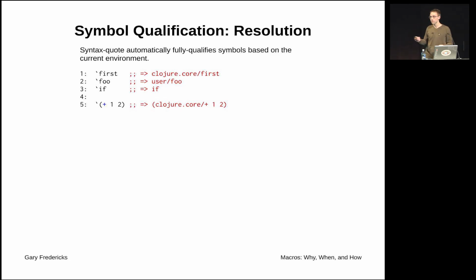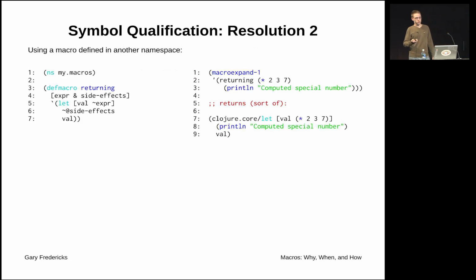If you syntax quote if, because it's a special form, it doesn't have to be expanded. If you syntax quote a whole list with symbols inside of it, then those will all be expanded as well. So the effect is that if you're using syntax quote, this problem tends to be solved for you and you don't have to think about it. So when we write our macro with syntax quote on the left, the expansion on the right already has clojure.core/let. And this tends to just work.